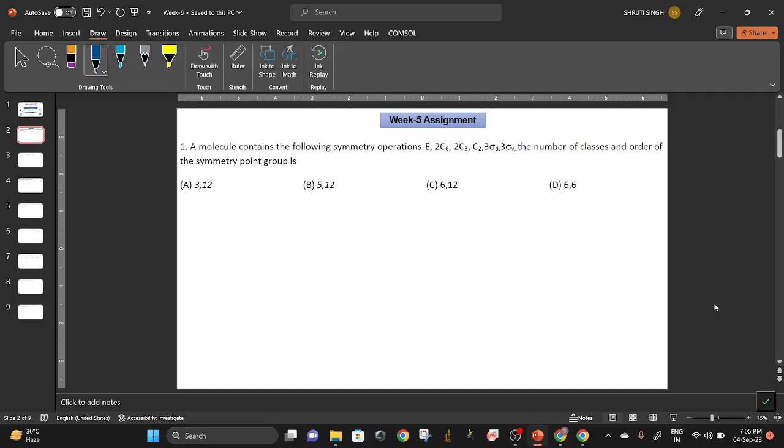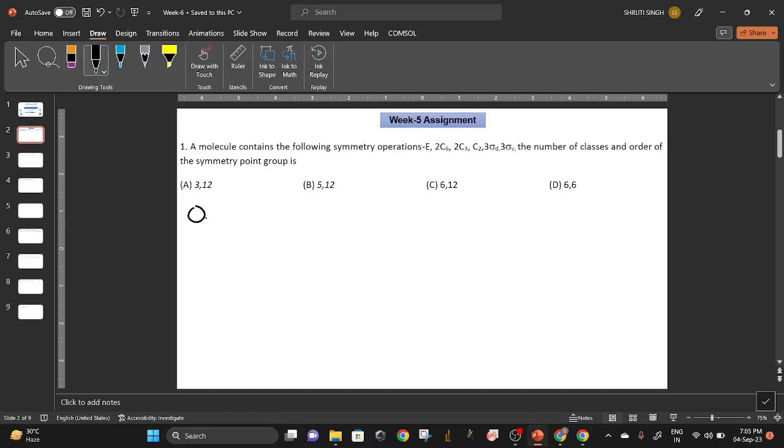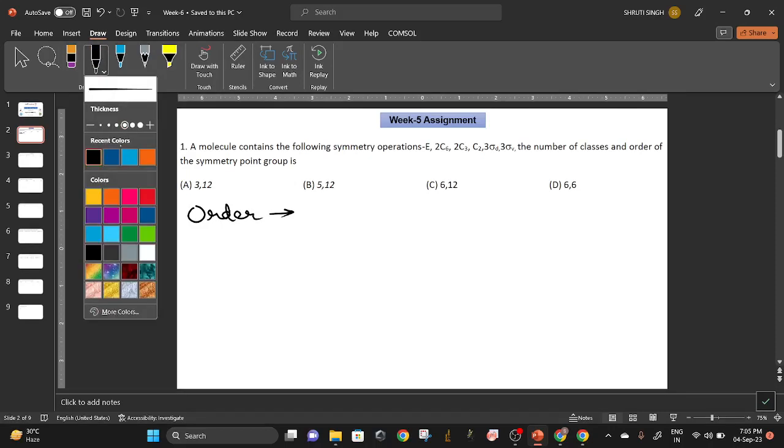The first question is: a molecule contains the following symmetry operations: E, 2C6, 2C3, C2, 3σd, 3σv. The number of classes and the order of the symmetry point group is. So we need to find the order, and we have been given the symmetry elements. So, order of a point group.